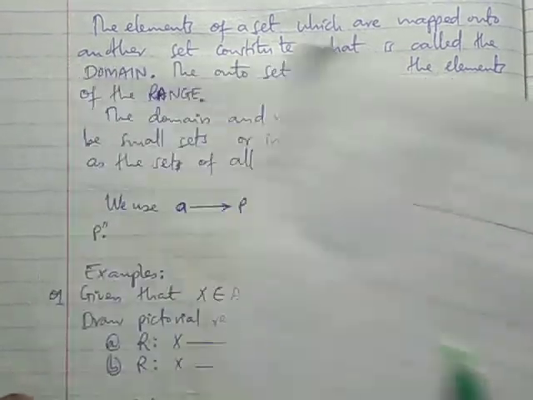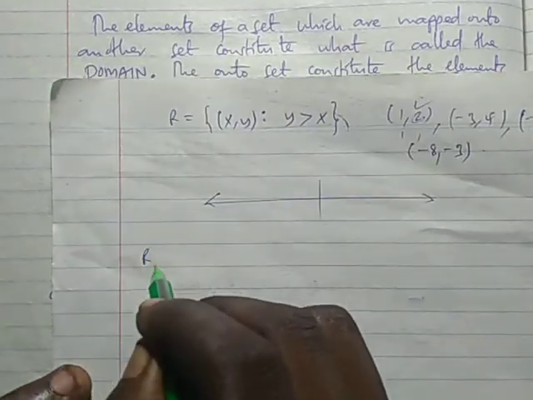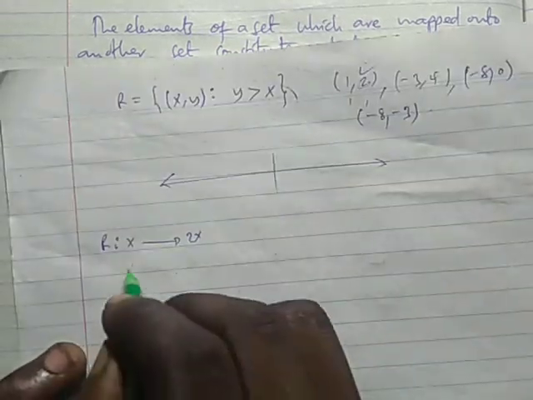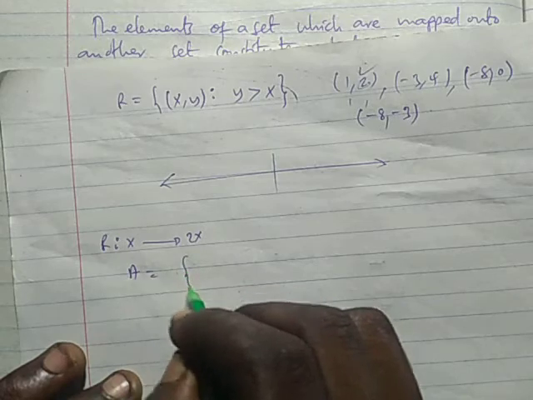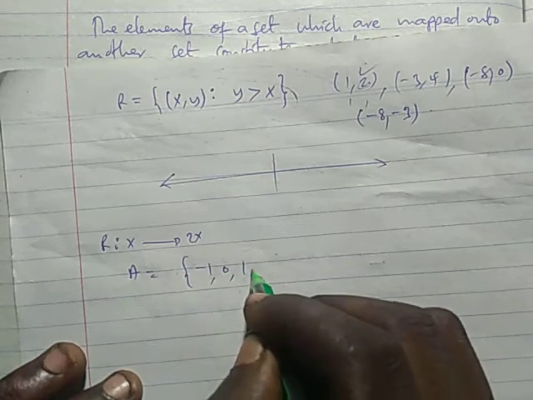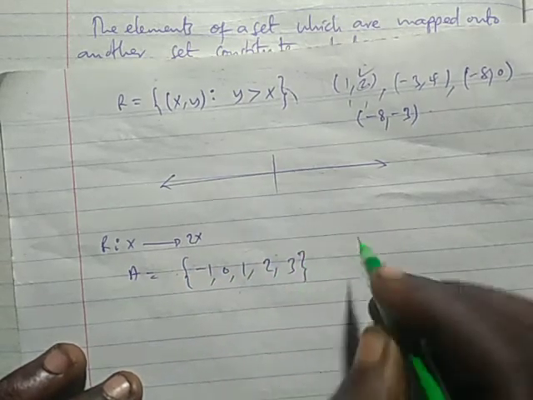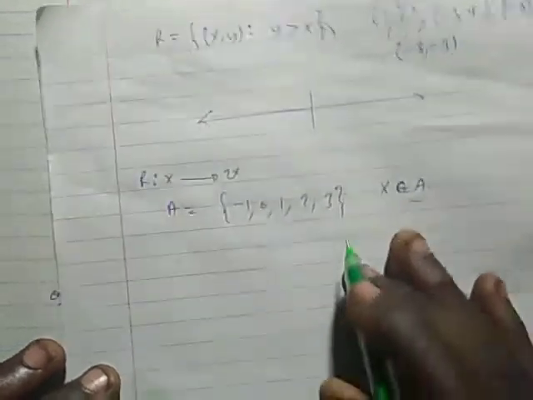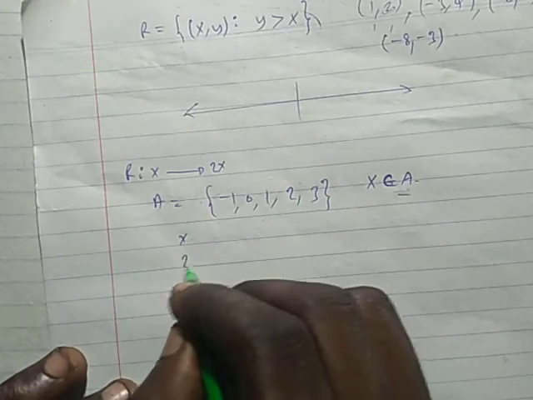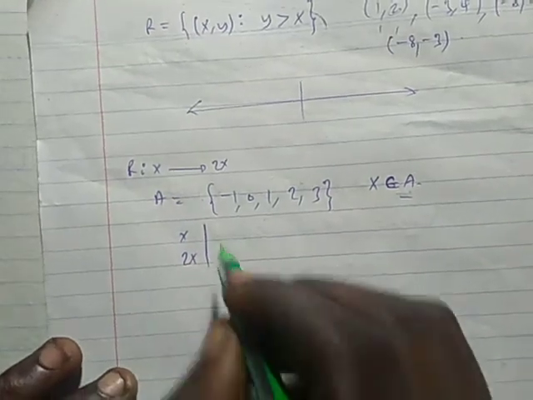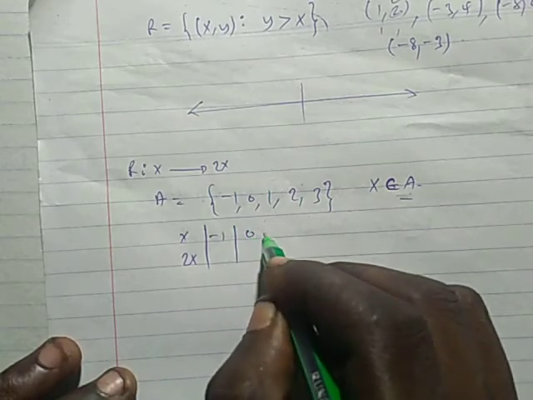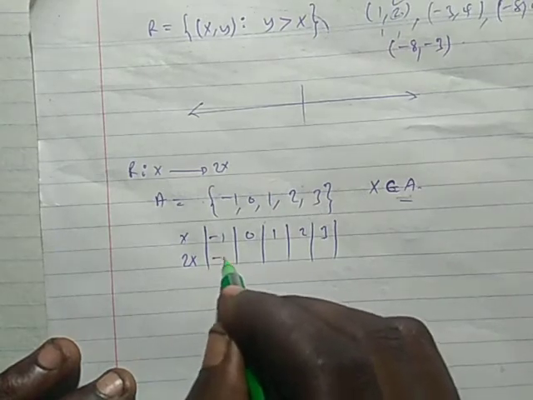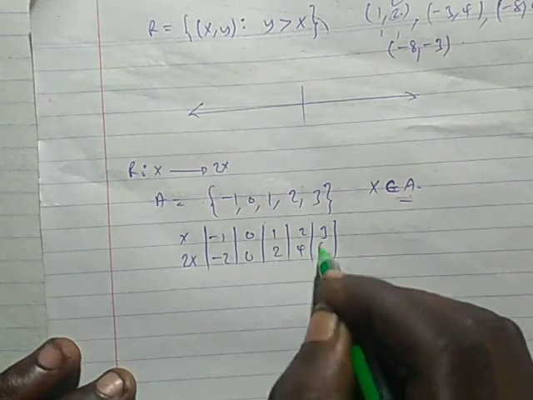So kwa mfano tukisema hiyo relation R whereby x is mapped into 2x, na tumepewa the members of A ni sawa sawa na set of -1, 0, 1, 2 pamoja na 3. Na tumeambiwa x yeye ni member au ni element wa nani? Wa A. So tutakachokifanya hapo ni kuweka x na mwingine atakuwa 2x, ambaye 2x ni sawa na kusema y. So you'll have -1, 0, 1, 2 and then 3. So 2x ni -2, 0, 2, 4, 6.